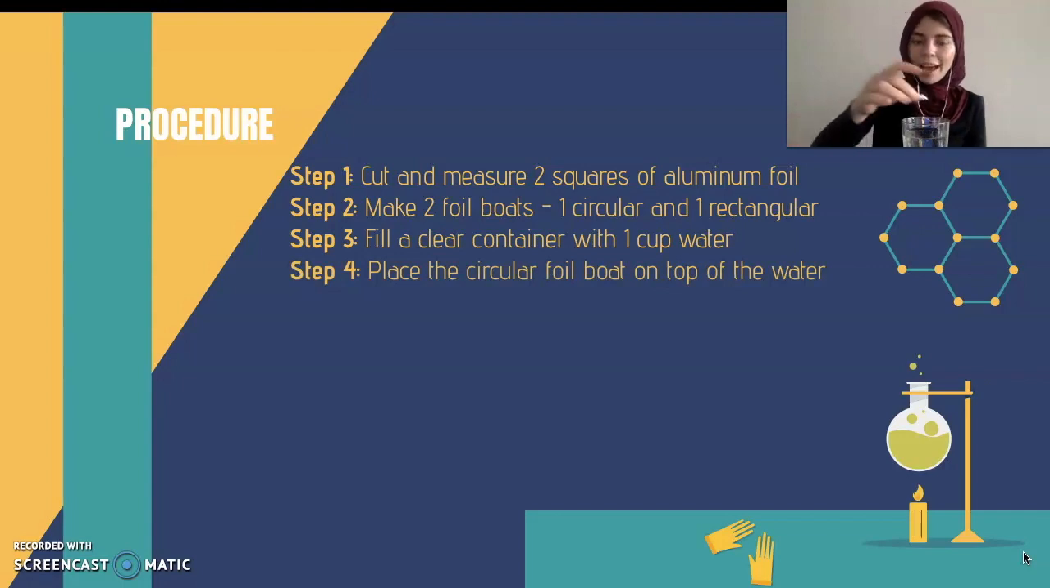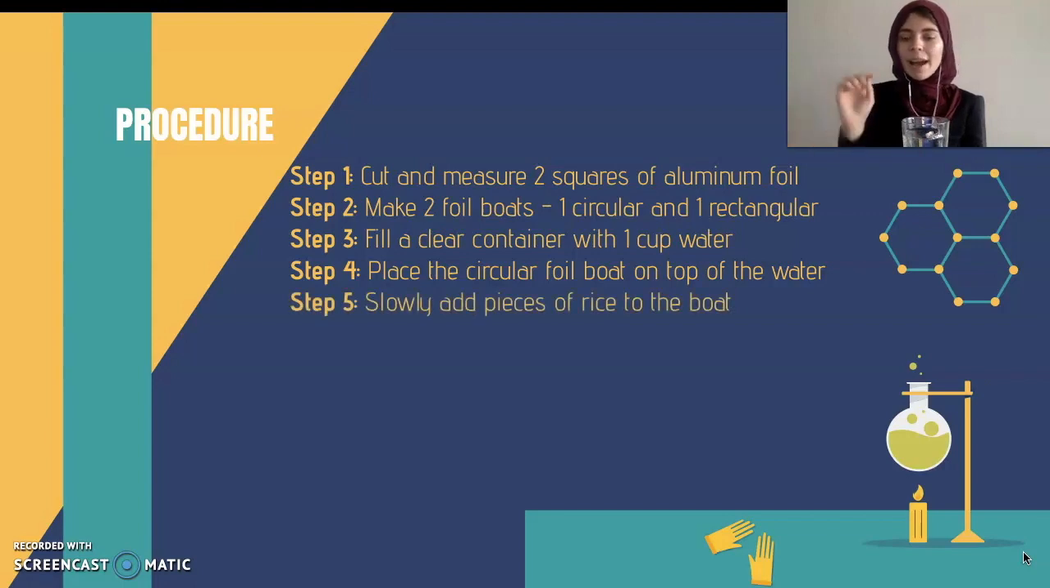Next, step 4, put our circular foil boat on the water. Okay, so it's in there, it's floating, that's great. And next, slowly add pieces of rice to the boat. So here I have many different little pieces of rice. Each piece of rice is equal to 1 person. So I'm going to go ahead and add it in, just slowly.